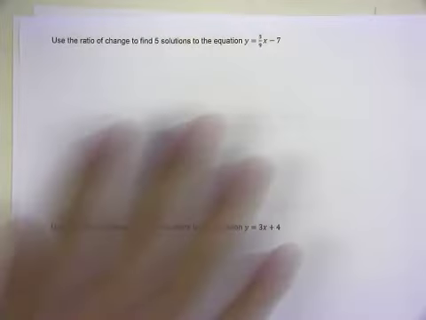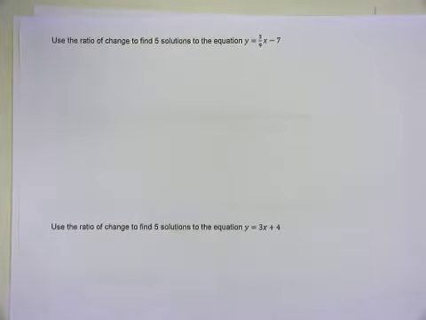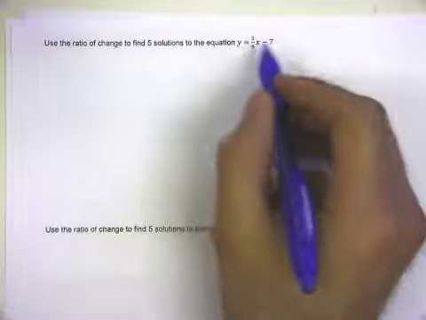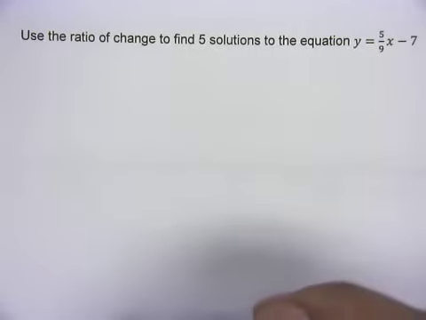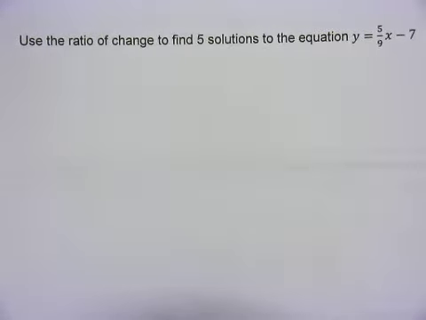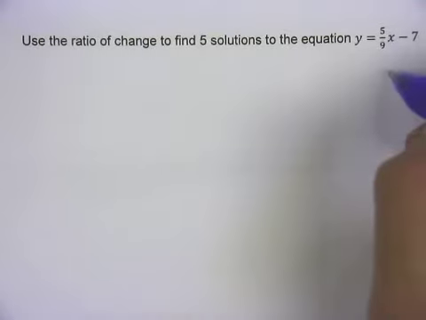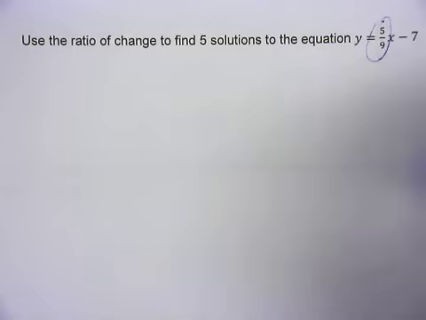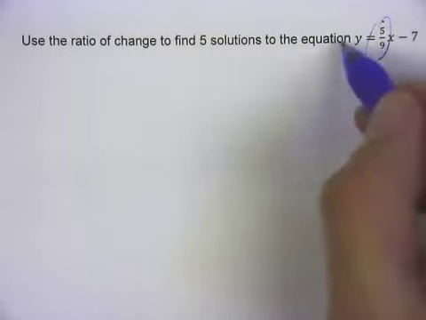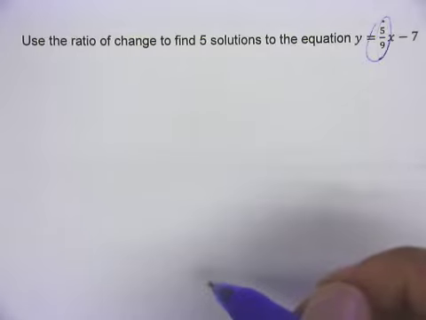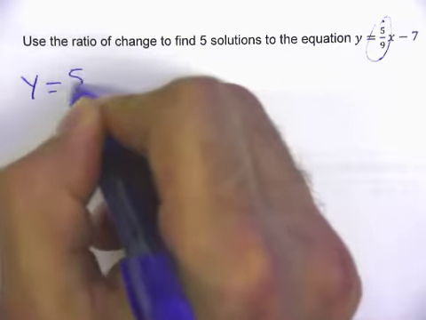All right, so let's say we want to find a bunch of solutions to this equation here. y is equal to 5 over 9 x minus 7. Let me go ahead and zoom in so we can see that clearly. We could choose a bunch of different values for x and plug those in one at a time. Or we could find one pair of x and y, and then use our ratio of change to find the other values. So I'm going to first find one value. I can choose anything I want to plug in for x and find a y value that would make a solution pair here.